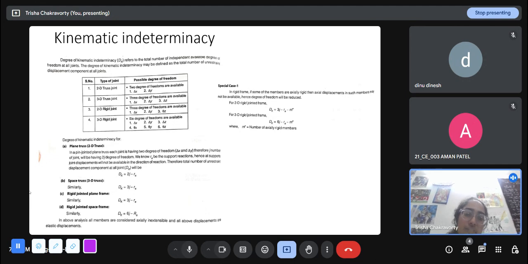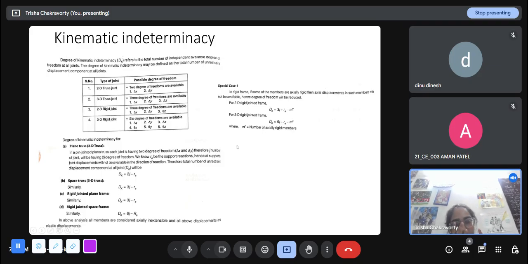Special case: in a rigid frame, if some of the members are actually rigid, then axial displacements in such members may not be available. Hence, degrees of freedom will be reduced. For a 2D rigid jointed frame, I will subtract m dash, if m dash is the number of actually rigid members. And for a 3D rigid jointed frame, D_K is 6j minus Re minus m dash again.